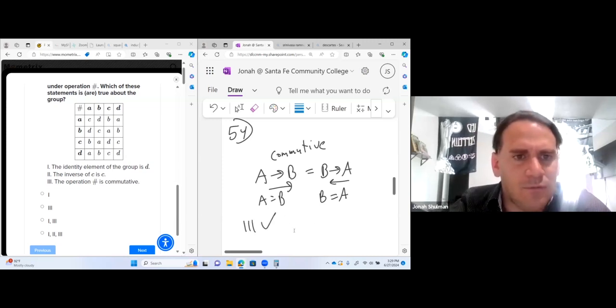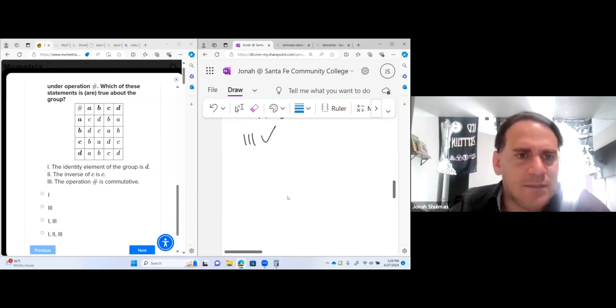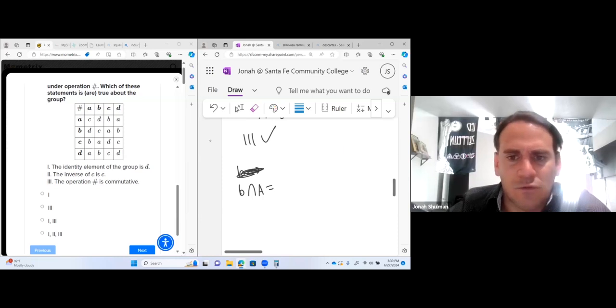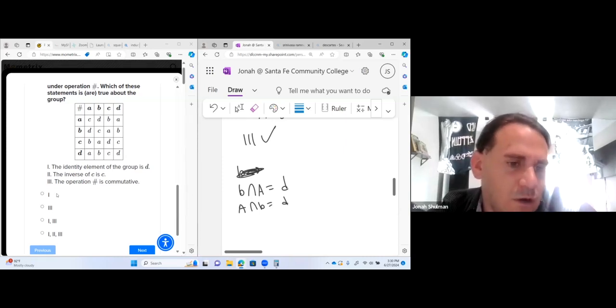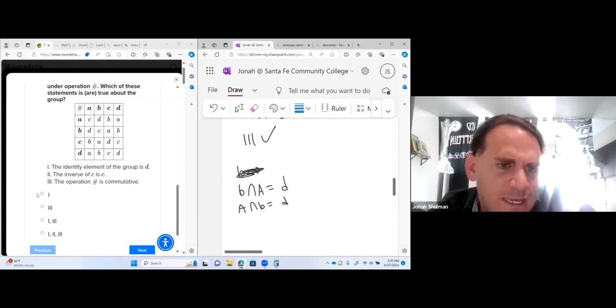What do I mean by that? I tested it by doing B and A equal B and A equals D. So does A and B equal D? And A and B also equals D. So 3 is right. So we know it can't be 1. And if it can't be 1, then we know that these two are off, because it can't have 1 and not be 1. So the answer is B.